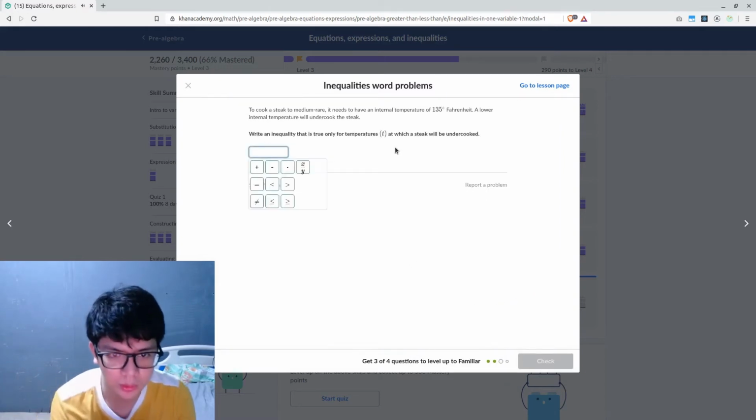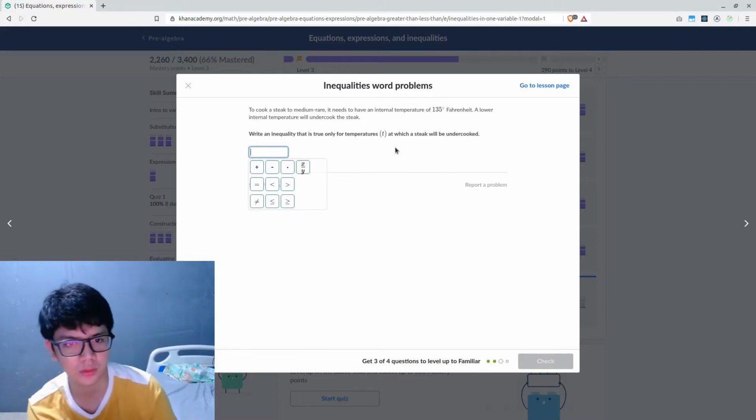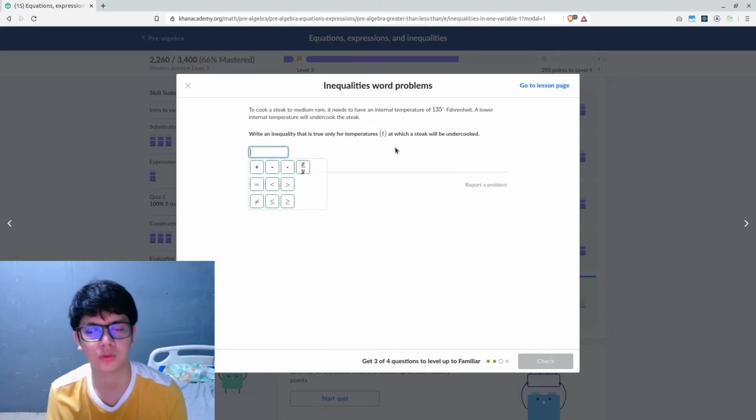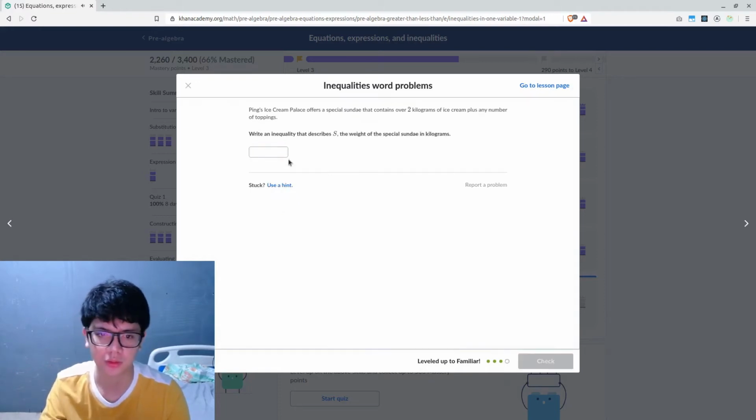To cook a steak to medium rare, it needs to have an internal temperature of 135 Fahrenheit. A lower internal temperature will undercook the steak. T is less than 135, I guess.